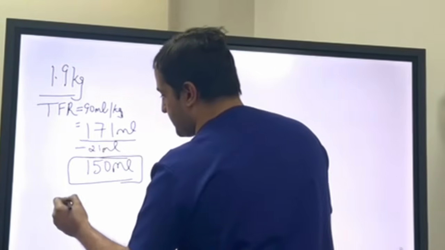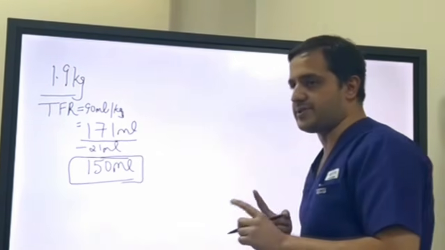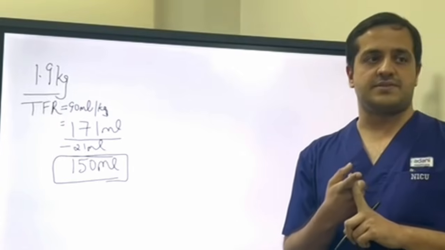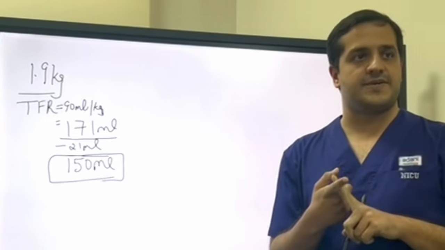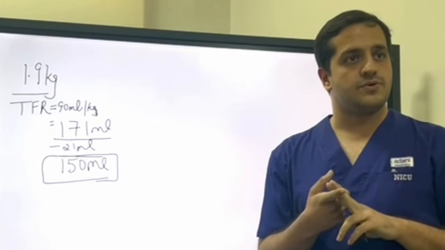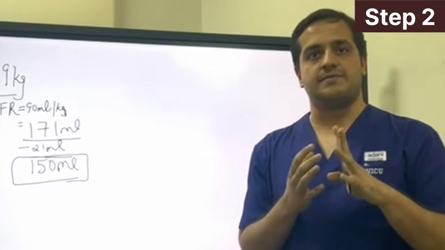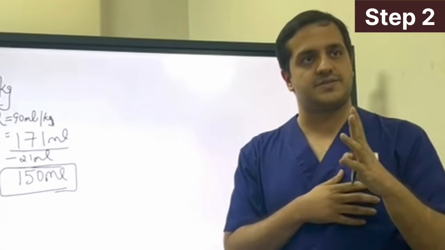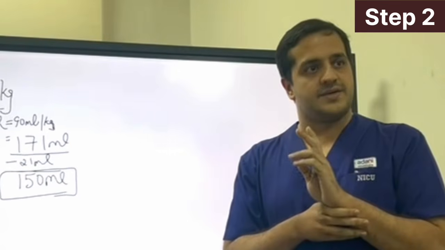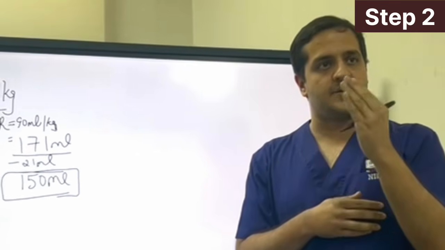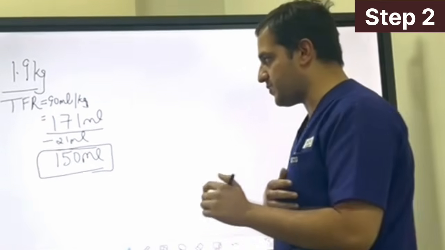Now, since there is hypoglycemia, what is the rule? You start with a GIR of 6. Where do you get the value of 6 from? Why not 4? Why not 2? 4 is physiological, because your and my body's physiological glucose consumption is 4 mg per kg per minute. So that is why you start a little bit higher. So it is 6 mg per kg per minute.